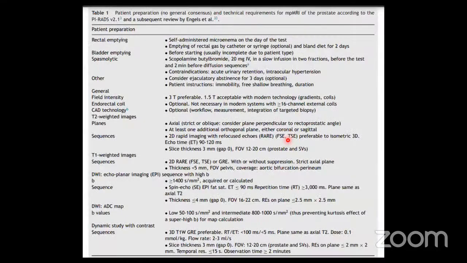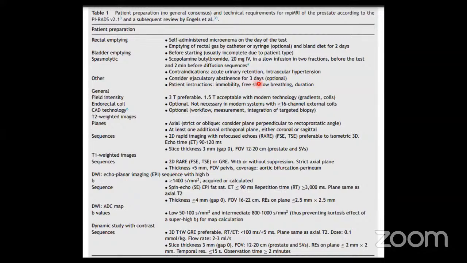This I have taken from another very interesting article which has utilized the PI-RADS document and additionally given us various details about how to perform the scan and how to report the scans. So what have they taken into a table that I have just brought? Patient preparation: rectal emptying, that is one thing. Bladder emptying before starting, usually incomplete due to patient type, BPH and all. Spasmolytic: it's a good practice to give a spasmolytic, but you should avoid patients with contraindications like acute retention of urine, intraocular hypertension. So these histories may be asked for.